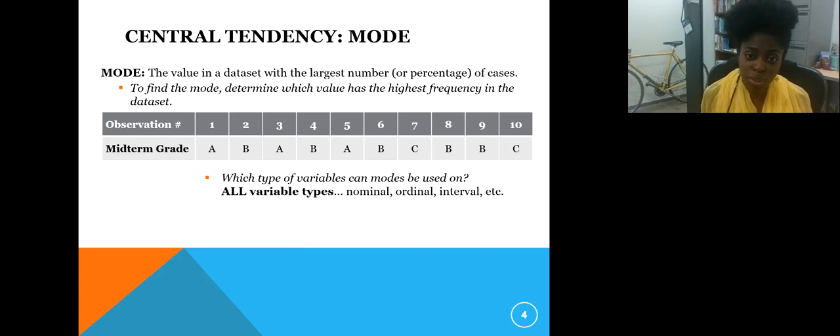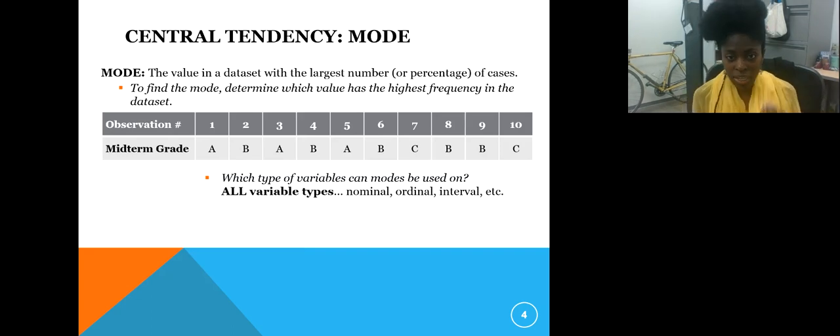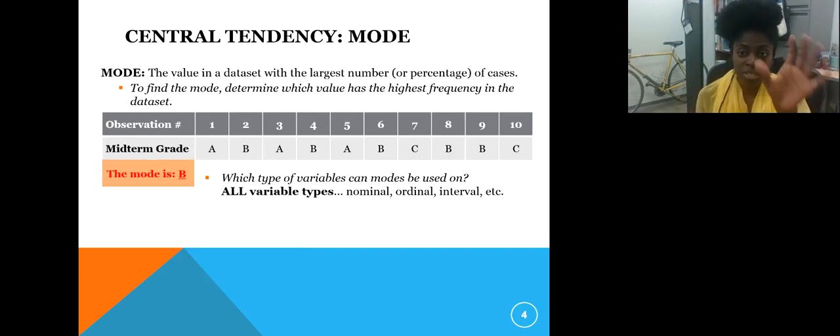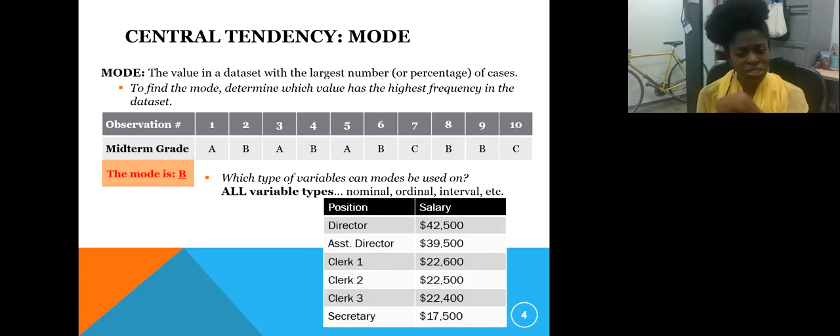So for this particular example, what would the mode be? Hopefully you're counting and you can see there are 1, 2, 3 A's. We'll have more A's in my course. There are 1, 2, 3, 4, 5 B's, and we can see 1, 2 C's. So there are 5 B's, that's the most that we see. So B is our mode. Let's look at another example. What's our mode here?